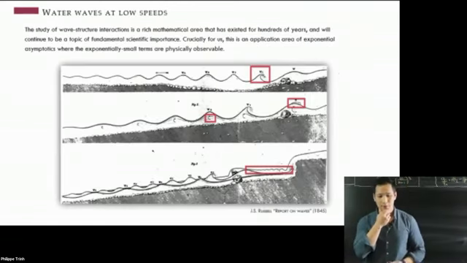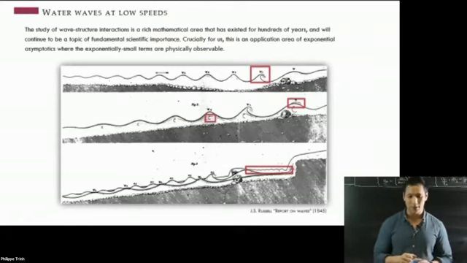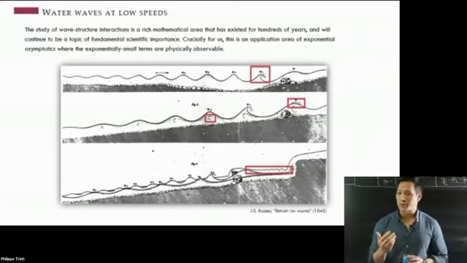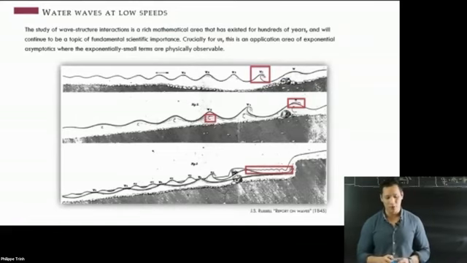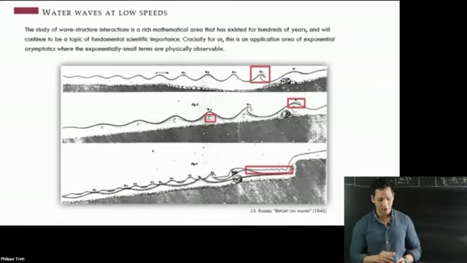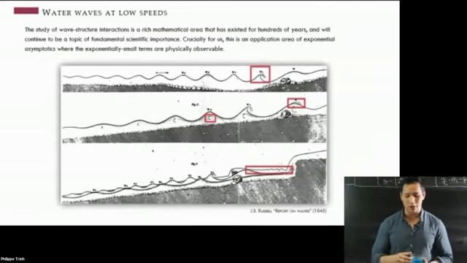Okay, so now I'm gonna tell you some interesting history about water waves, okay? And I think it suffices to say, the study of wave structure interactions is a classic, historically important subject that continues to have great scientific and industrial importance. But crucially for us, the key is that there's some exponential asymptotics here to be done, and it links to observable phenomena. So that's the nice thing about studying applications of exponential asymptotics to water waves. Not only are they fundamentally scientifically important questions, but they relate to observable and computational phenomena.